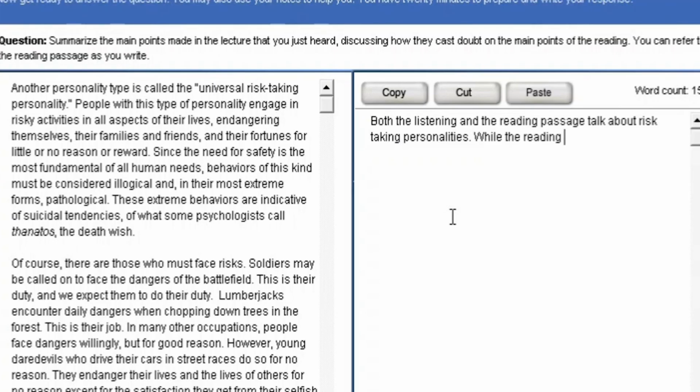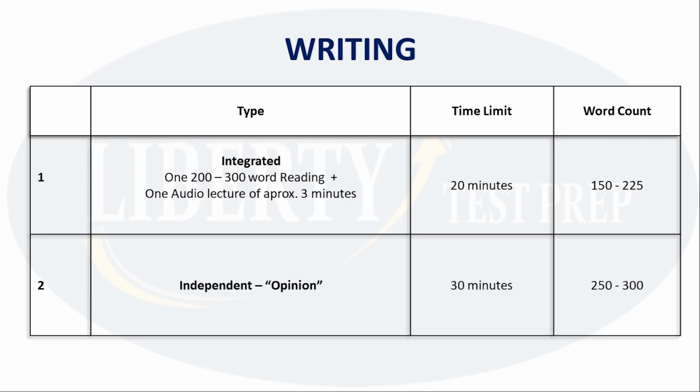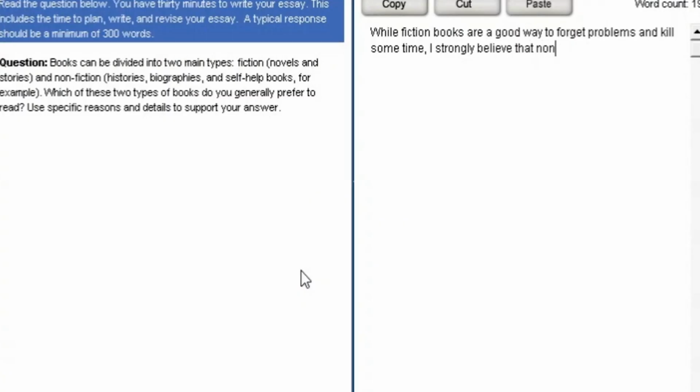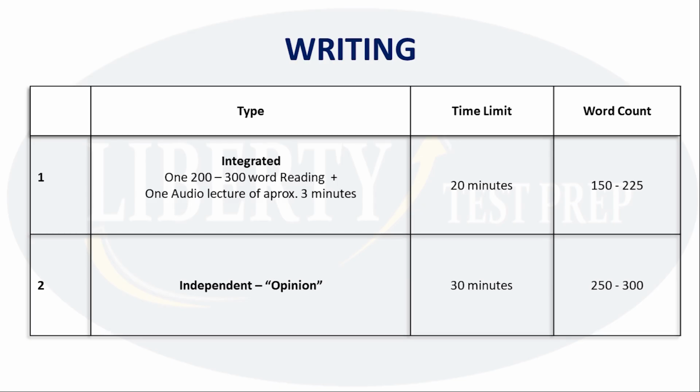And then you'll have 20 minutes to write an essay showing the relationship between the audio you heard and the article you read. The second question is an independent essay in which you will need to give your opinion or a preference about a certain topic. You will have 30 minutes to come up with an essay to make your opinion clear and also to support it. So that's it. Basically, you have the 4 sections and you've got everything you need in order to ace the exam.